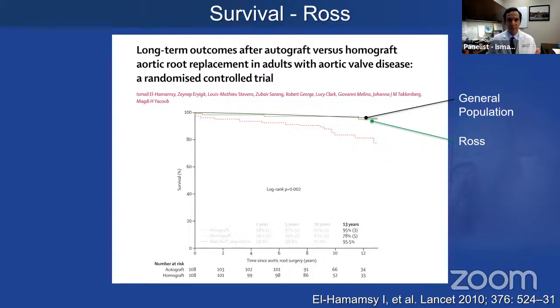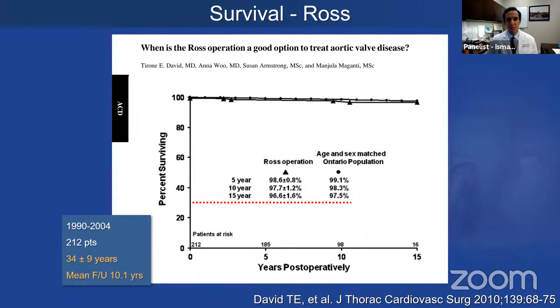So this was really the first study that brought forth the notion that perhaps there is a way to restore survival, long-term survival after aortic valve replacement. So other groups then analyzed their data. This is the Toronto data, Tyrone David series of 212 patients undergoing the Ross procedure. The average age of the patients was 34 at the time of surgery, and the mean follow-up was 10 years.